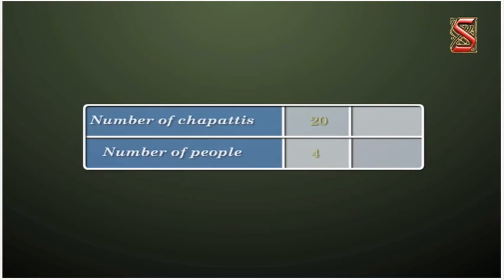So suppose the number of chapatis is 20 and the number of people is 4. So each person is going to get 5 chapatis. Let us take a situation if the family members are doubled. In place of 4, it becomes 8. So then how many chapatis are we supposed to prepare? Let us consider the number of chapatis to be small alphabet C and the number of people to be small alphabet P.